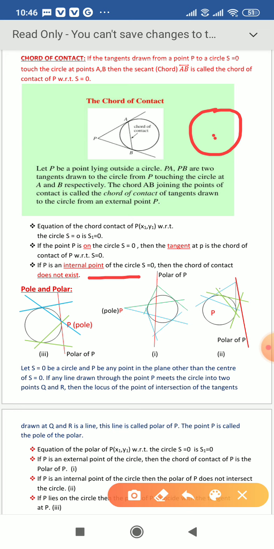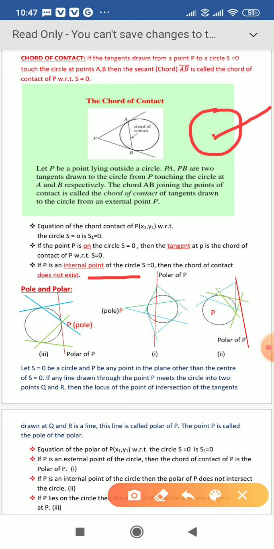From this point, we cannot draw a tangent. This is not a tangent. So there are no points of contact, so there is no chord of contact. So if P is an internal point of the circle, the chord of contact does not exist.